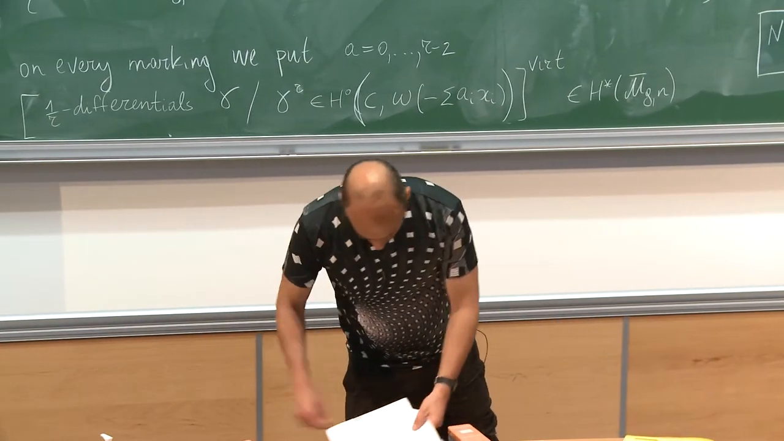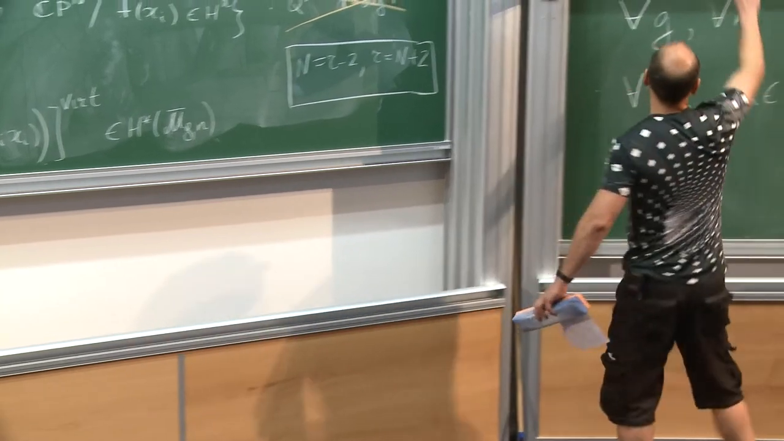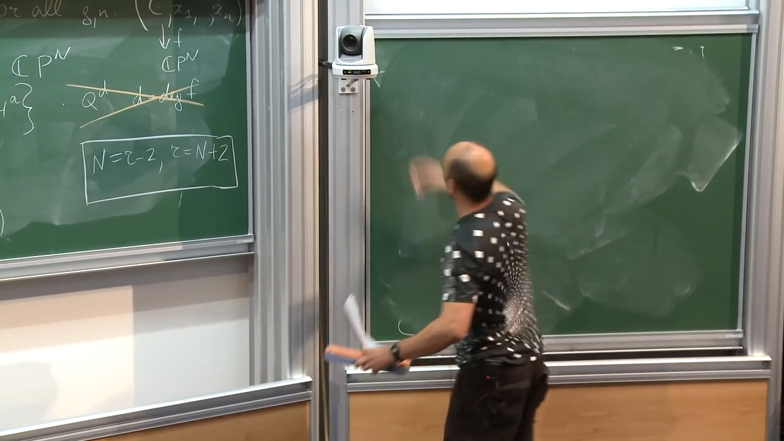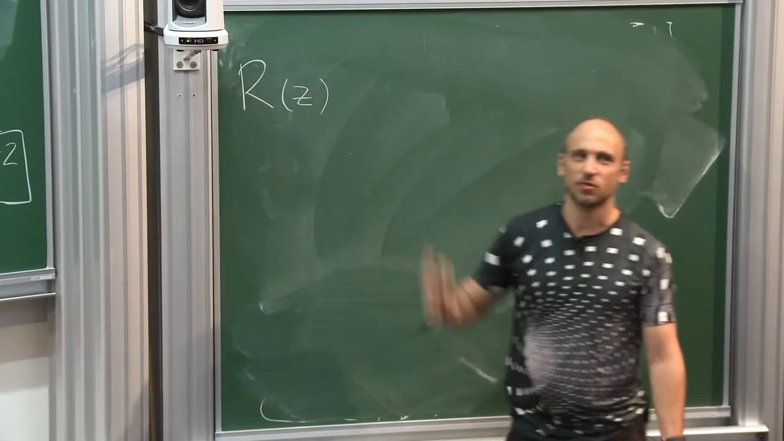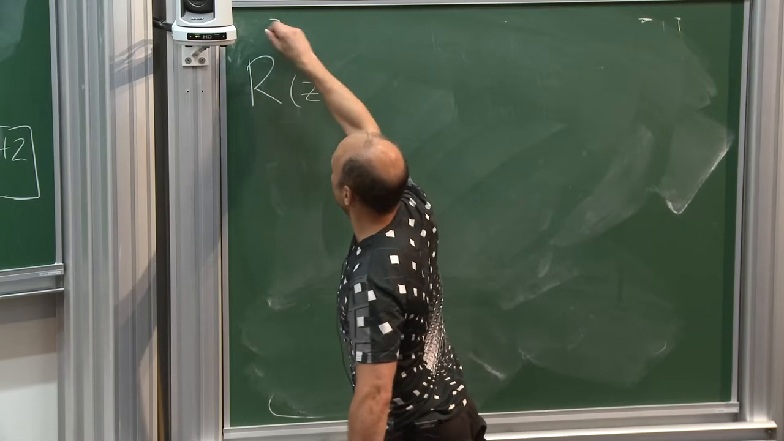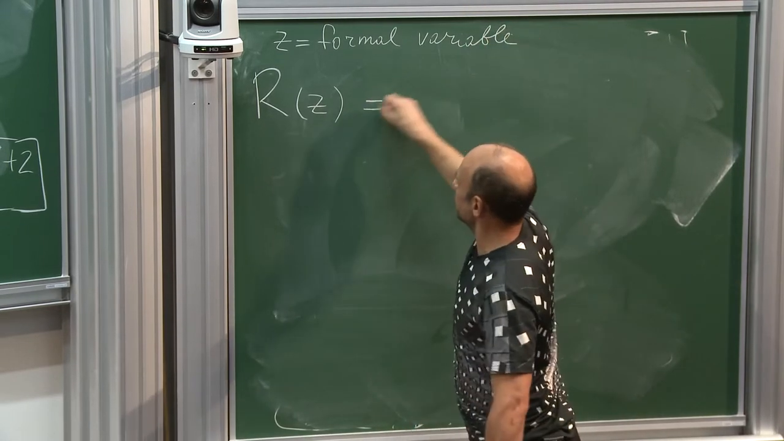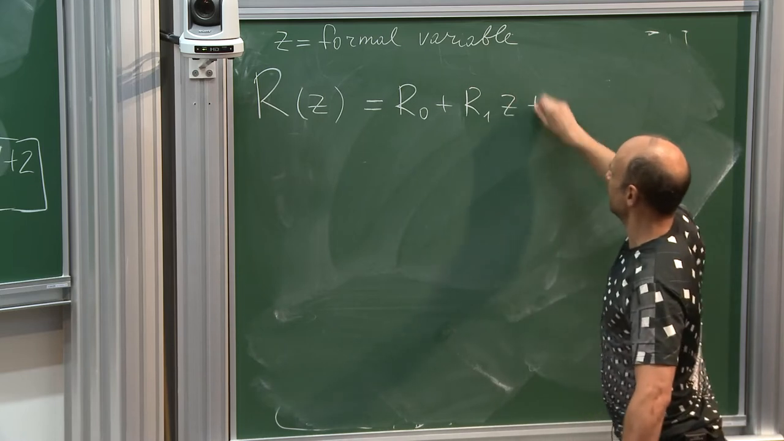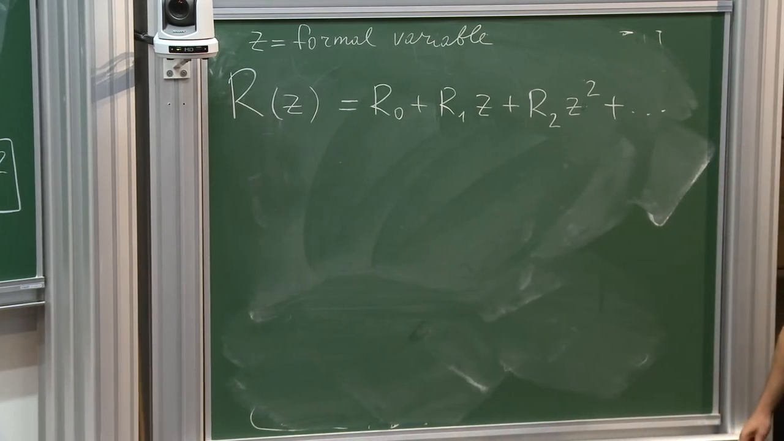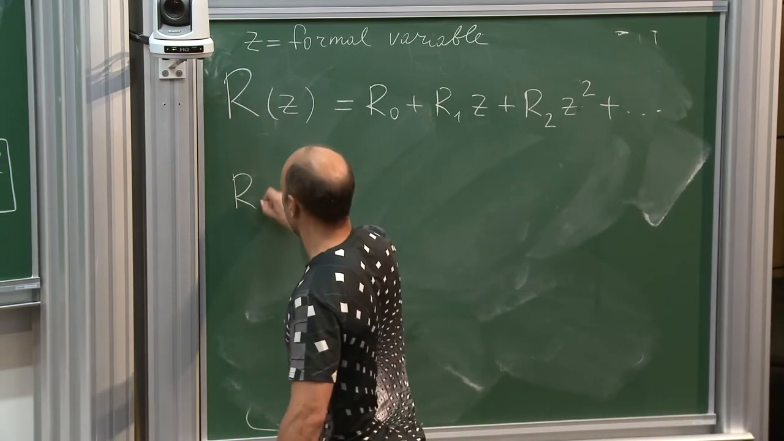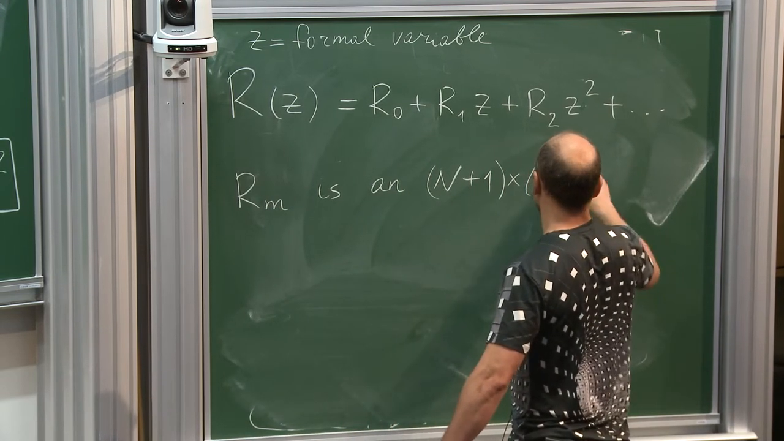Okay. Right. So the R matrix. What is the R matrix? Okay. Let me start here. First of all, Givental's R matrix is not really a matrix. It's actually a matrix-valued power series. So z is a formal variable. And this is R_0 plus R_1 z plus R_2 z squared plus and so on. So it's a power series in z. And R_0, R_1, R_2, R_m is an (n+1) times (n+1) matrix.